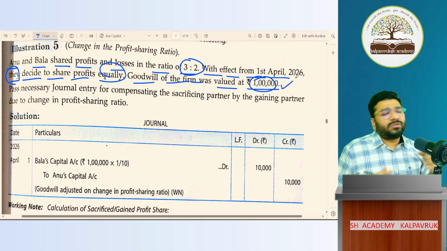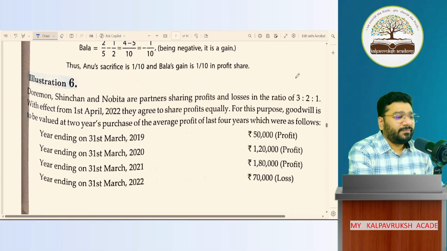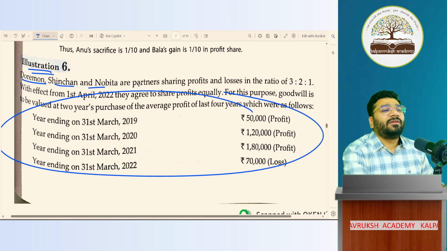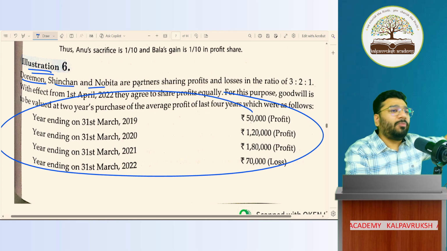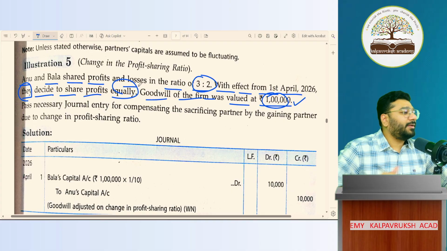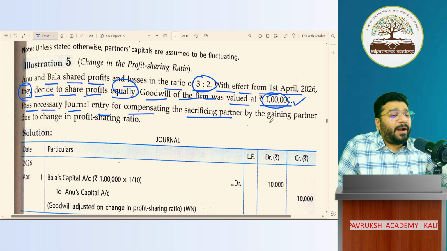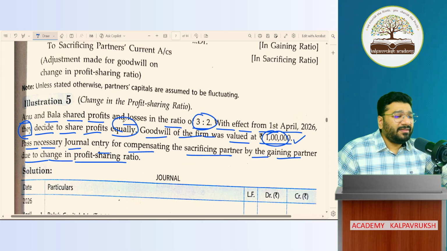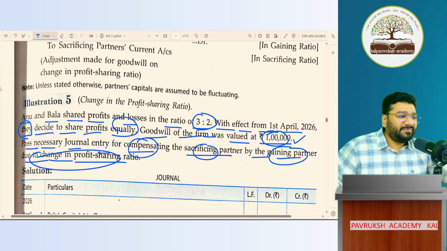Don't take too much stress. You will be given an opportunity to calculate goodwill in Illustration 6, Doraemon, Shinchan, Nobita. Pass the necessary journal entry for compensating the sacrificing partner by the gaining partner due to change in profit sharing ratio.